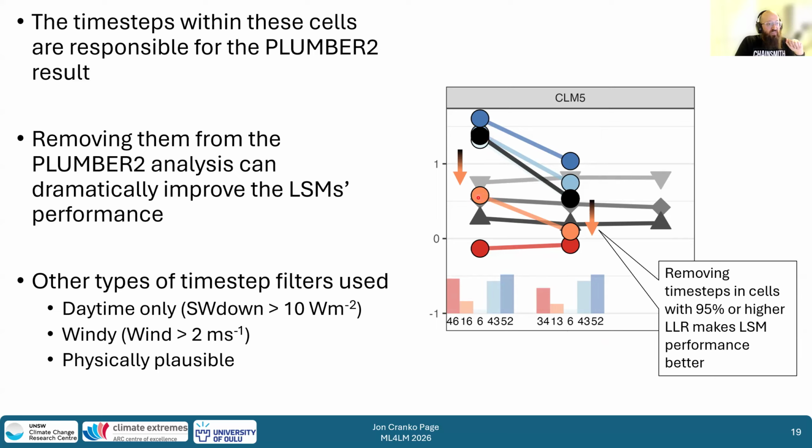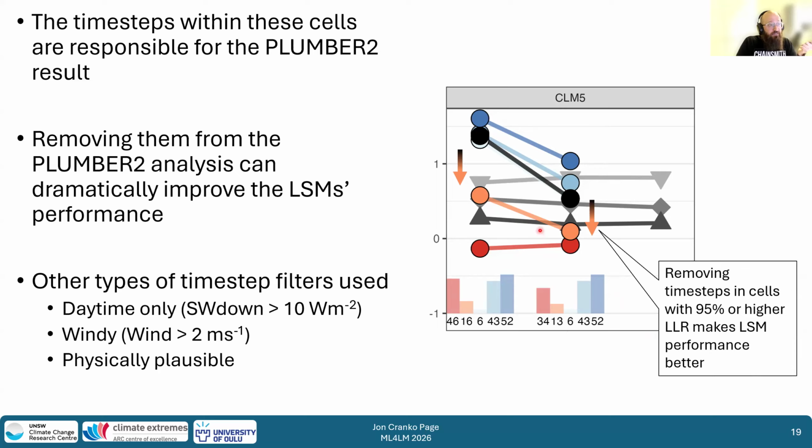This orange one is where we removed only time steps that fell in a cell with 95% or higher LSM loss ratio. So the land model had to be doing consistently worse than our empirical models here. And when we remove them, as you'd expect, the performance improves, but it improves a lot. We've removed sort of 10, 15% of the time steps, depending on the model. And we start to be beating some of these metrics, the benchmarks.